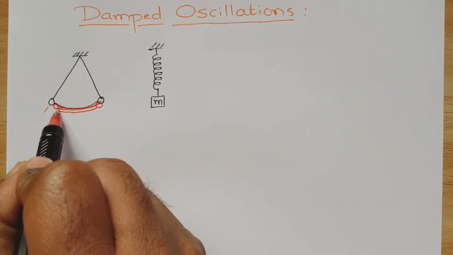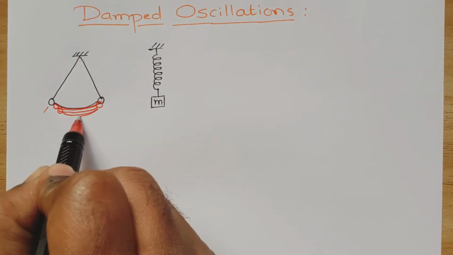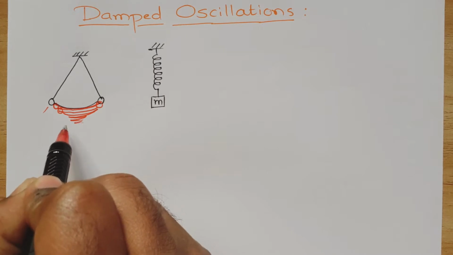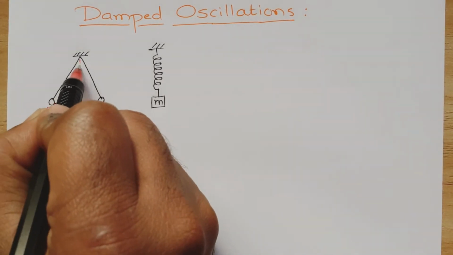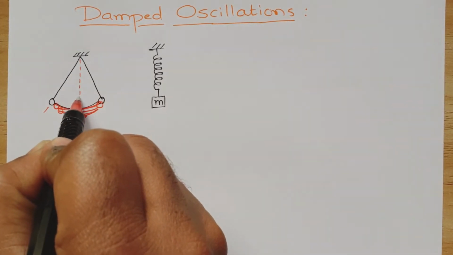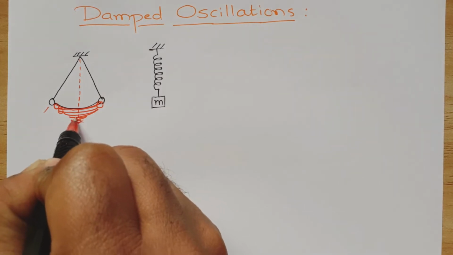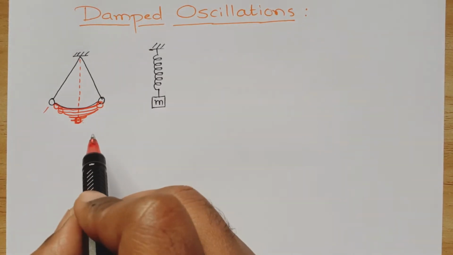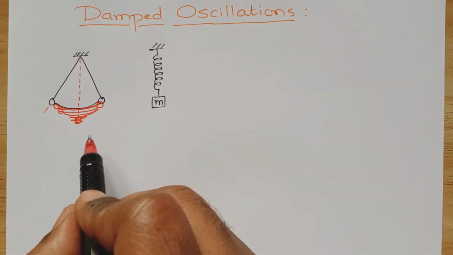It decreases in the next cycle, again decreases. Ultimately, at the end, after some time, it stops at the mean position. This is the mean position and the sphere will stop here. This is the damping. The oscillations are damping.